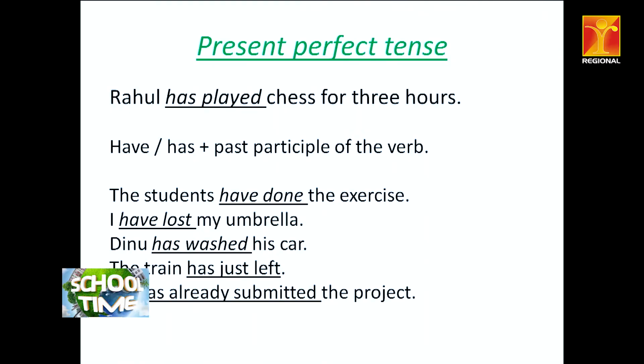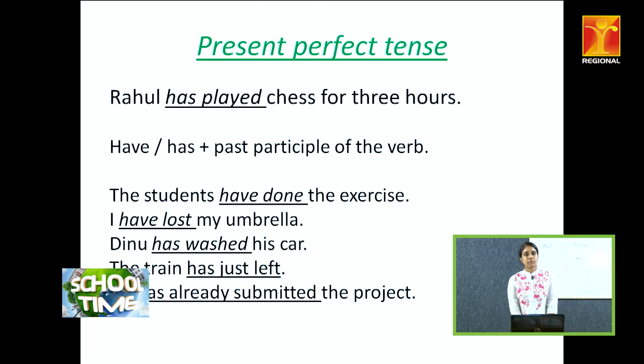Next, the third one is present perfect tense. Third one, present perfect tense. See the example, Rahul has played chess for 3 hours. It is a sentence in present perfect tense. Here, what is the idea conveyed here? Rahul has played chess for 3 hours.